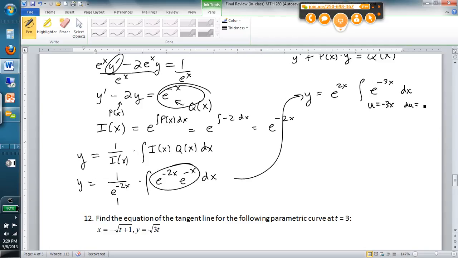U equals negative 3x. Du then would be negative 3 dx, or du over negative 3 is dx. So I have y equals e to the 2x integral e to the u times du over negative 3. Hey, that's just a nice integral there. It's e to the 2x times, let's call it negative 1/3, e to the u is e to the u antiderivative. U is, though, negative 3x plus c.